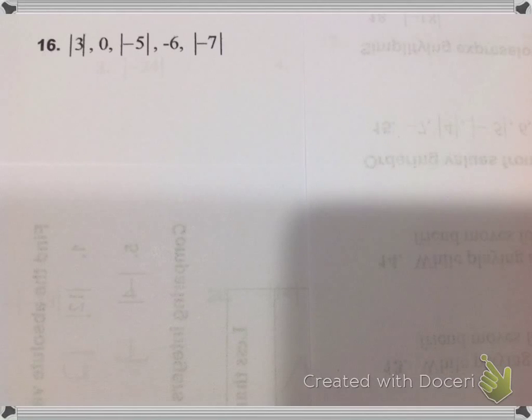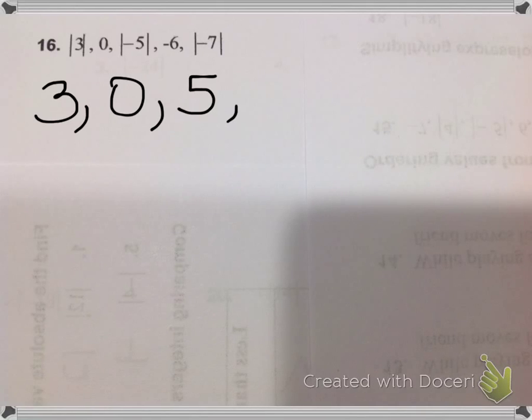Let's try number 16. First, you're going to find the absolute value of each number. Okay, the absolute value of 3, how far away is 3 from 0? It's 3. And then we have 0. Absolute value of -5 is 5. Then we have a -6, just bring that down. And the absolute value of -7, how far is -7 from 0? It's 7.